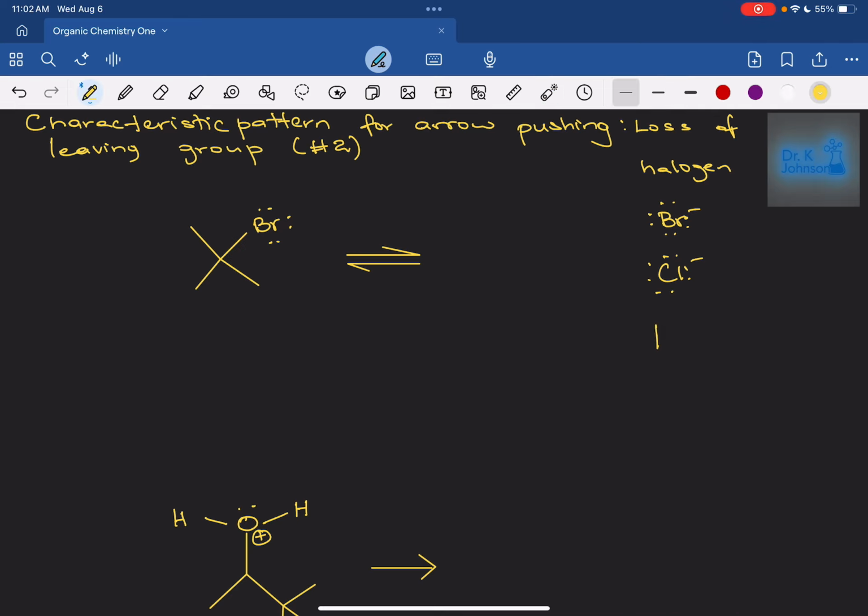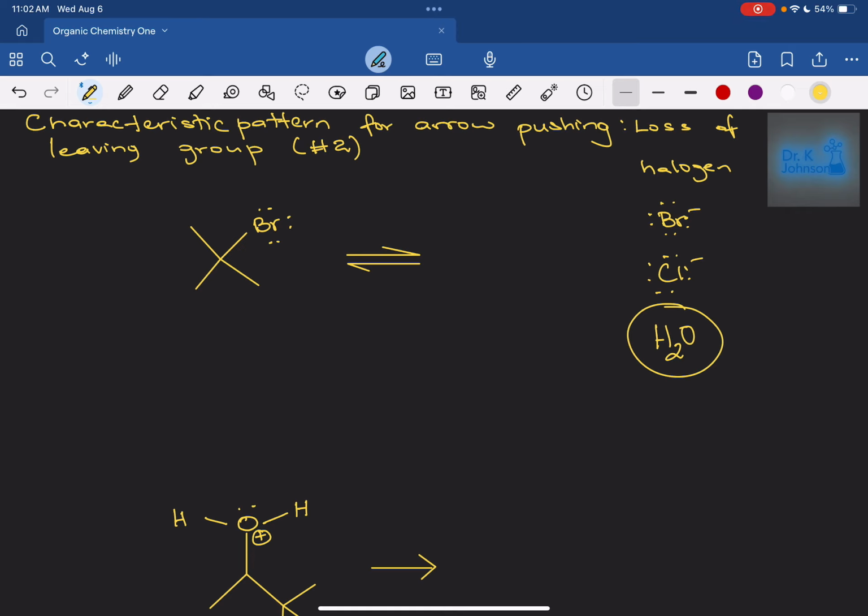Water is also an excellent leaving group. Of course, water is a molecule, right? And it's a molecule and it's stable. So water can sit by itself, okay? So these are some of the popular leaving groups that you will run into in organic chemistry.